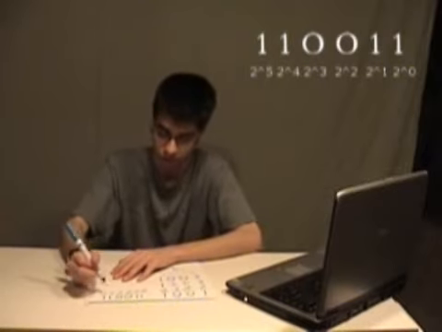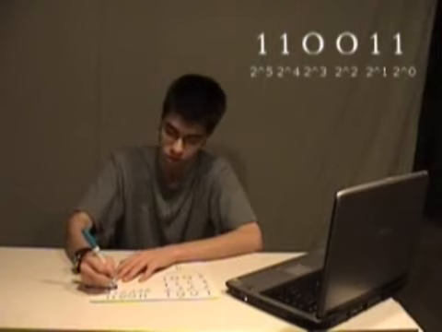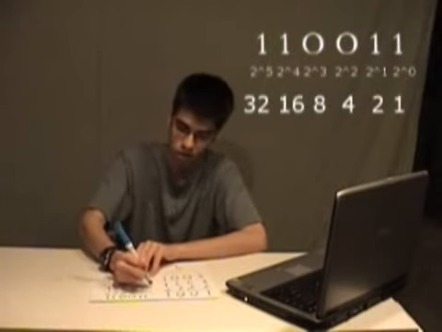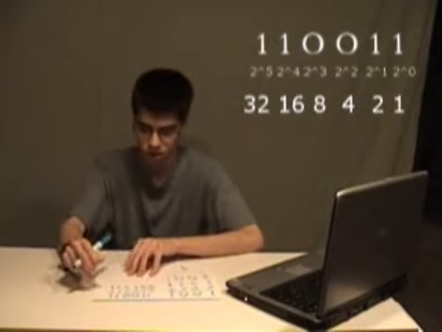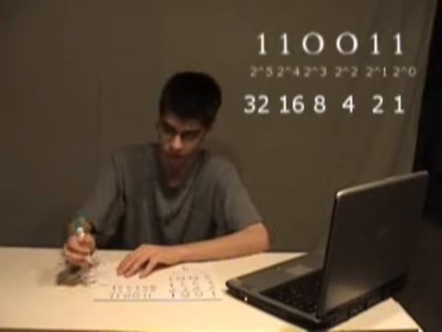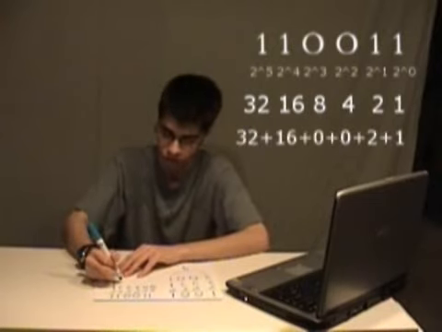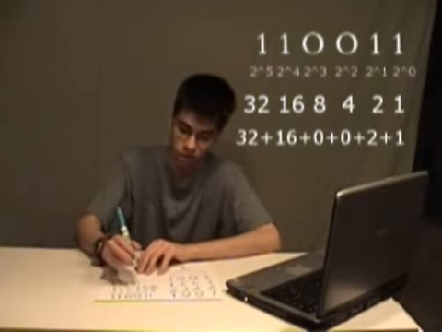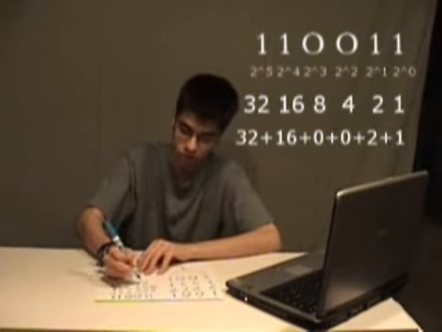We're going to again figure out what each one is worth: 1, 2, 4, 8, 16, 32. We're going to figure out what each number value is again. Starting from the right again, we have 1, we have a 2, we have nothing here, nothing here, we have 16 here, and we have 32 here.